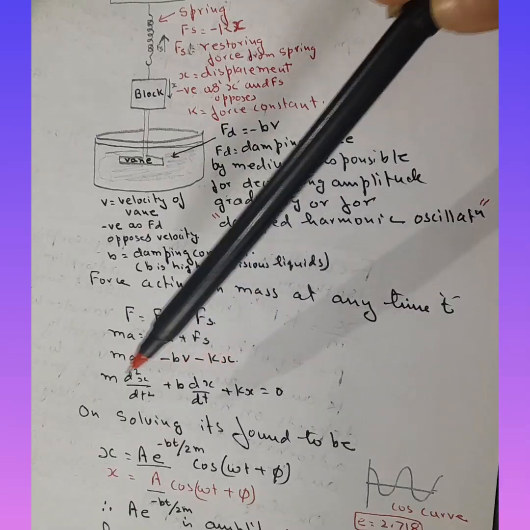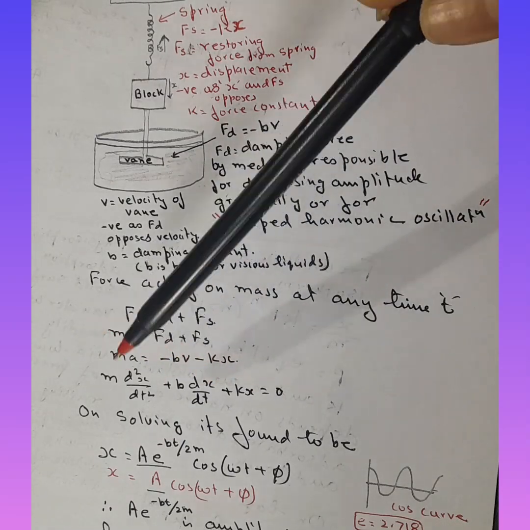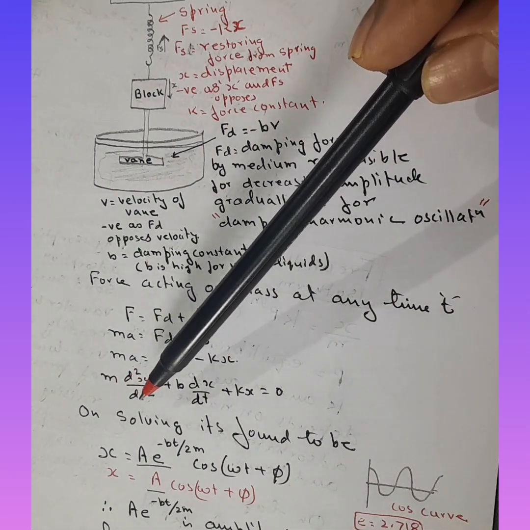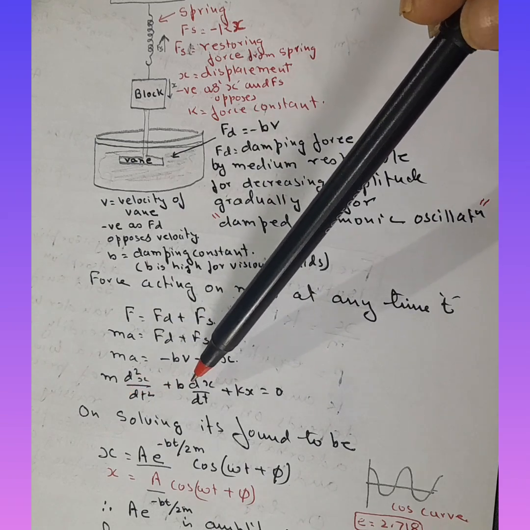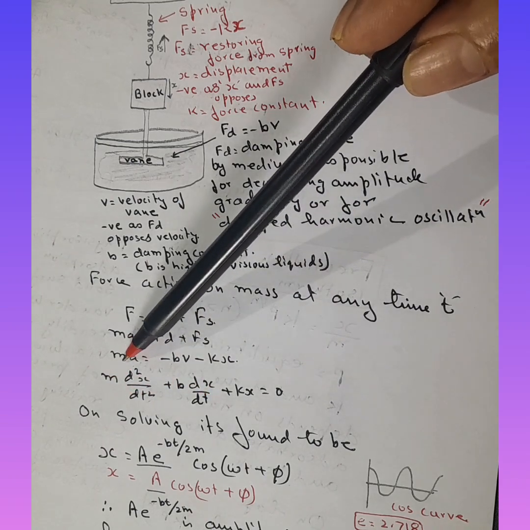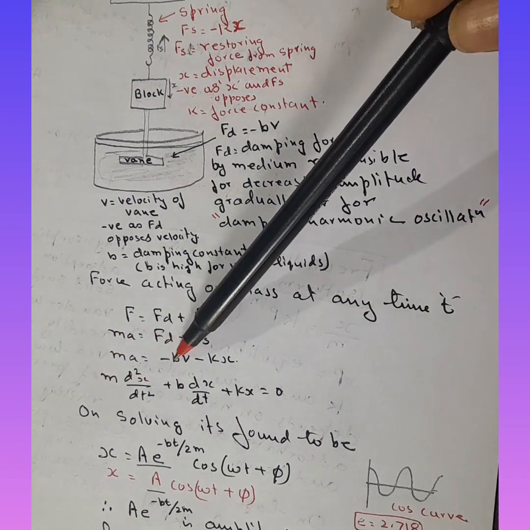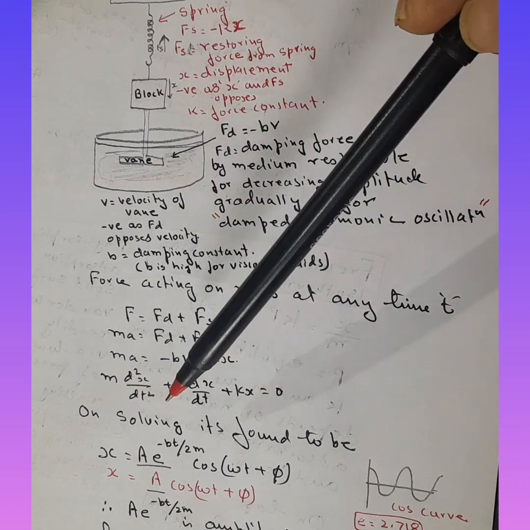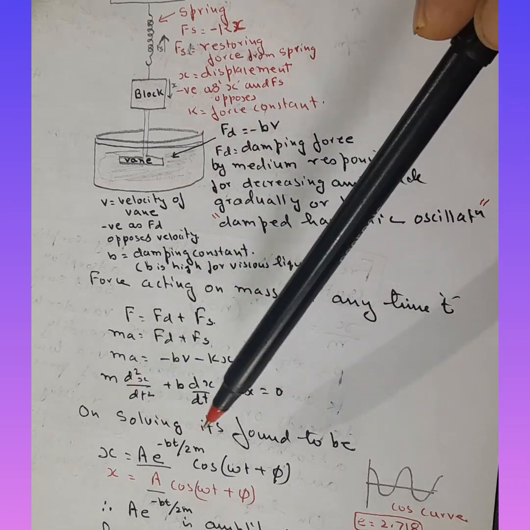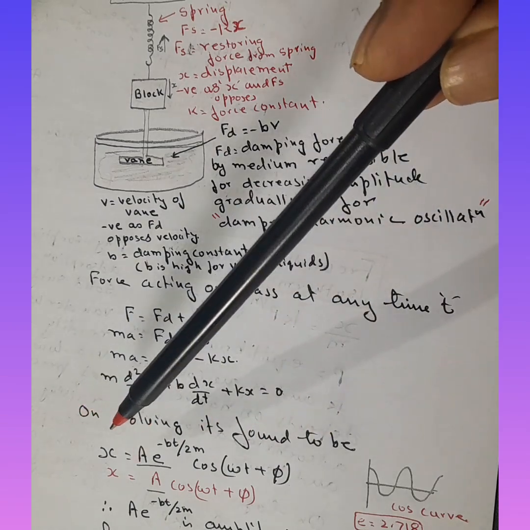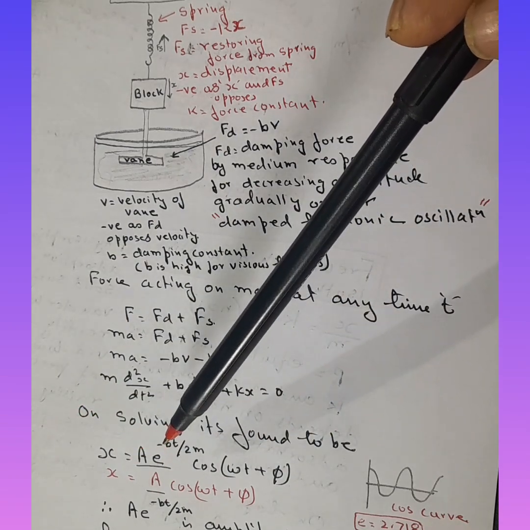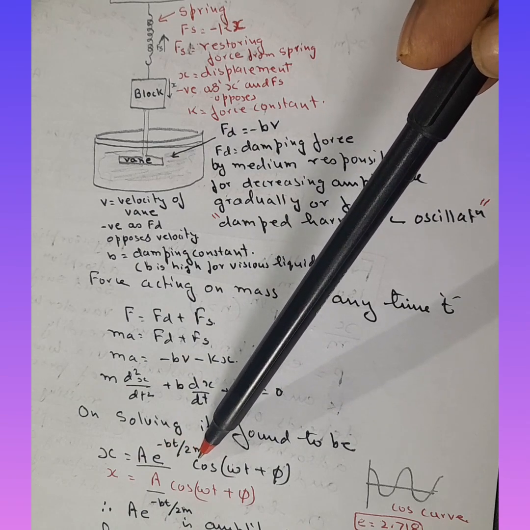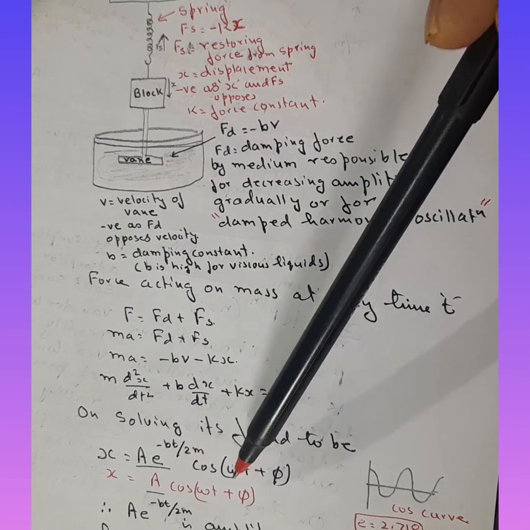We have taken these on the left hand side and put in terms of d by dx. So d2x upon dt square times m, plus b into dx by dt, plus kx, is equal to 0. Now on solving, we are not bothered about the solution, but it's found to be x is equal to A e raised to minus bt upon 2m, where m is the mass of the block, cos omega t plus phi.